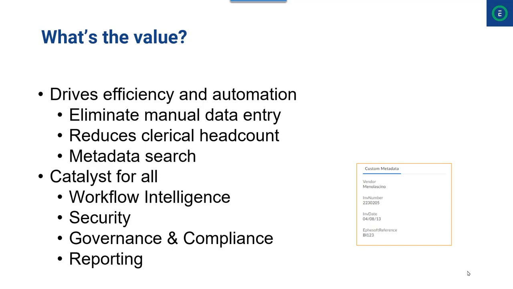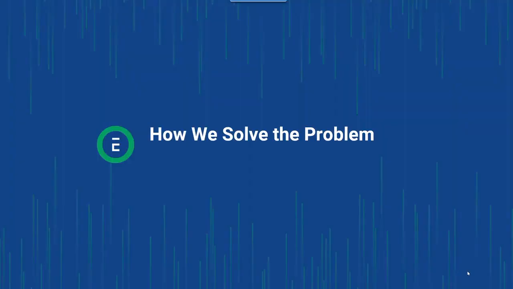Having a wrong invoice number is worse than no invoice number at all. Accurate metadata enables core content business functions: where to store the document, security rules, workflow, RPA enablement, or approvals and routing. We need all of these features for a world-class solution.